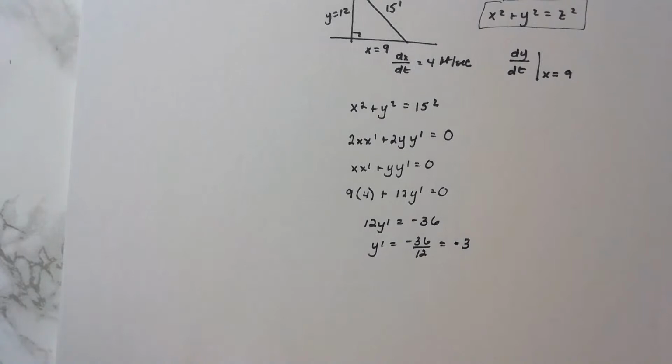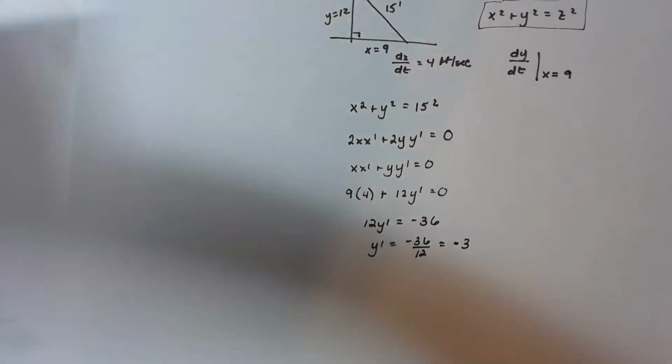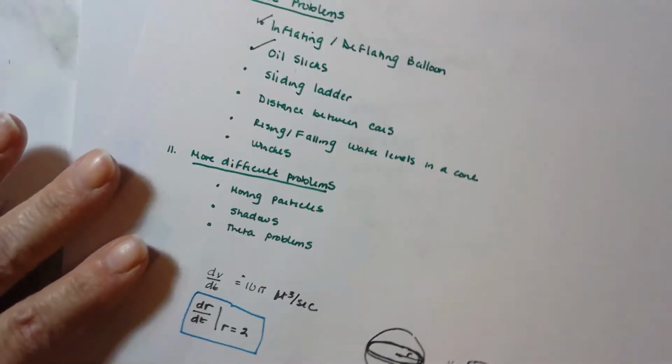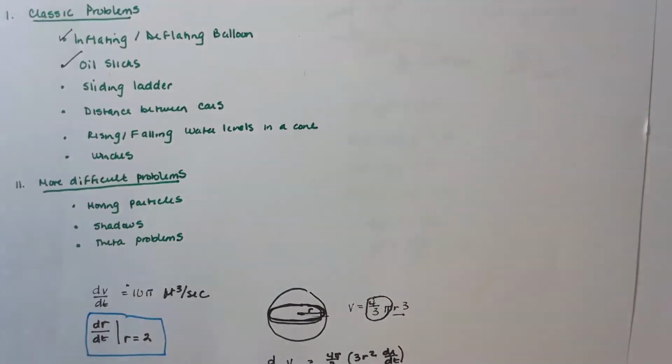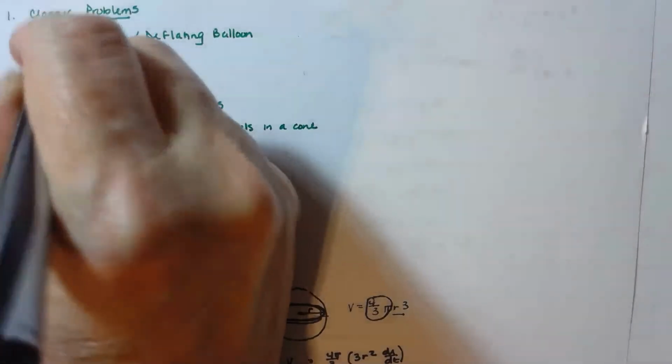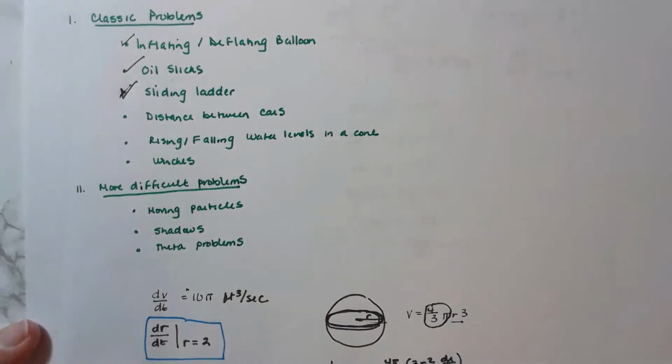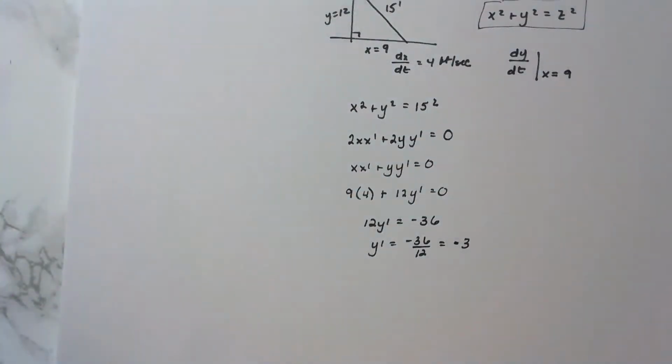All right, so I'm going to check off sliding ladders. Try and make that straight. Ching. Distance between cars.